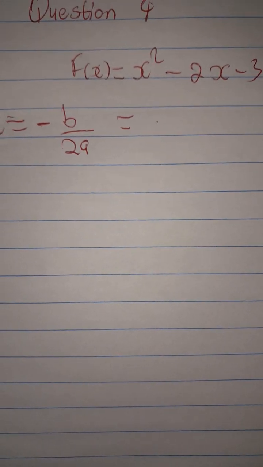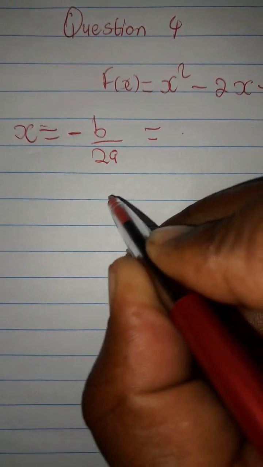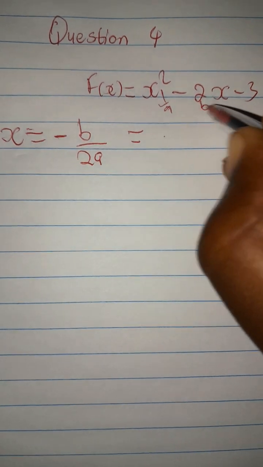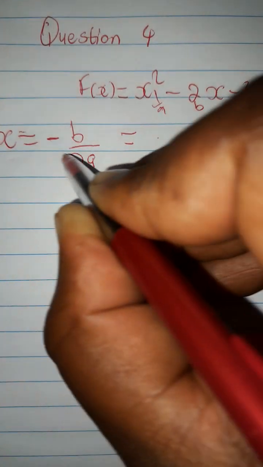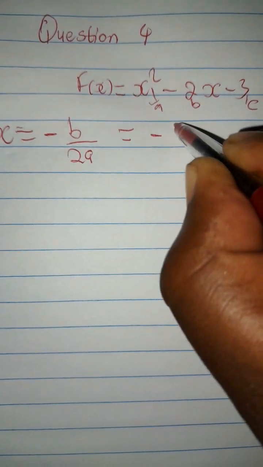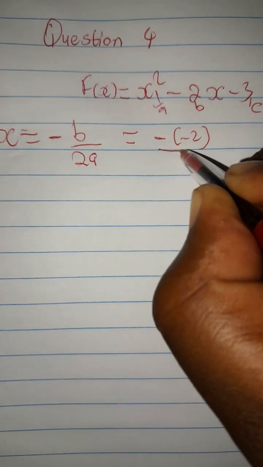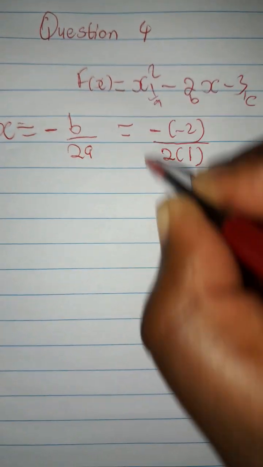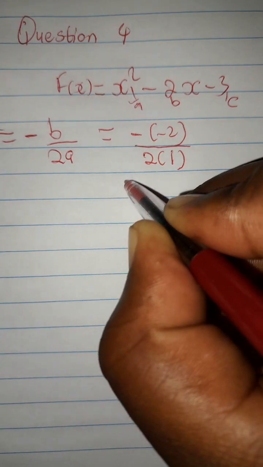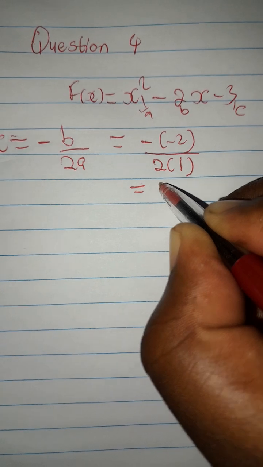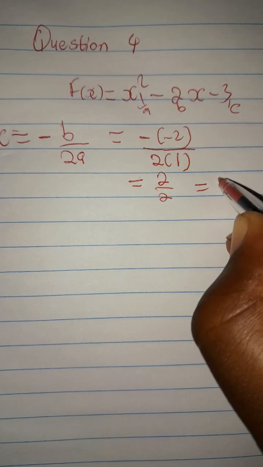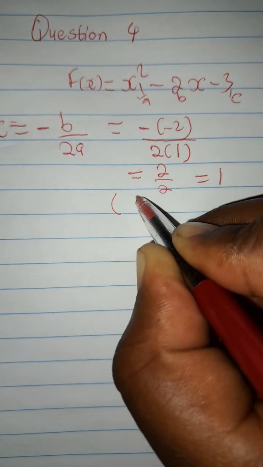Okay, so remember that this is a, this is b and this is c. Where we see b, we are going to put negative 2, and where we see a, we are going to put 1, the coefficient of x squared. So from here, negative and negative, that's going to be 2. 2 times 1, that's 2. Then 2 divided by 2, that's 1. We already proved that one.